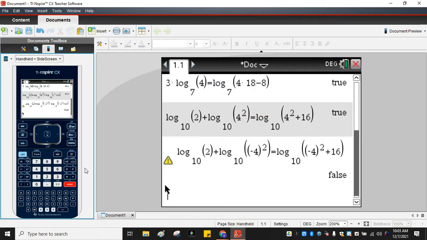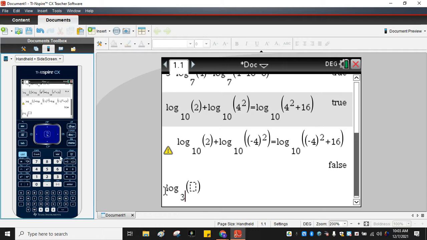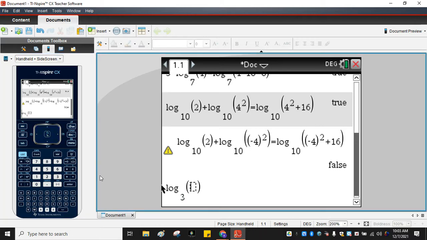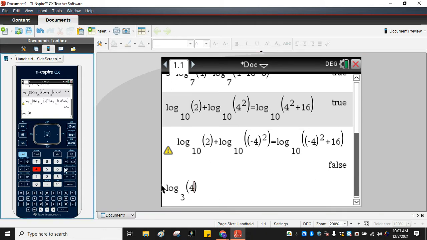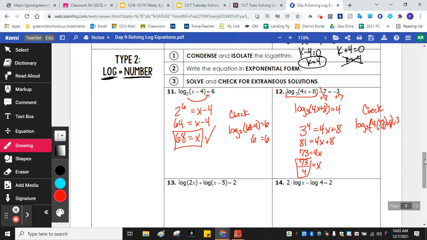Put it in the calculator. Log base 3 of 4 times 73 over 4 plus 8, out of the log, minus 7. We're trying to make sure it equals -3, and it does. So that's your answer.